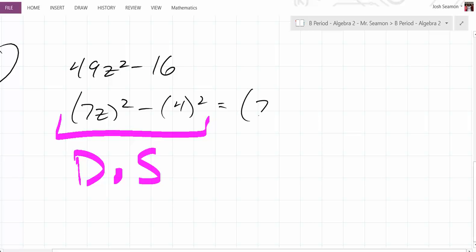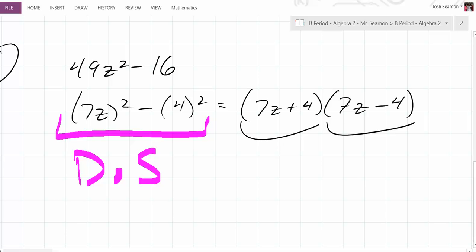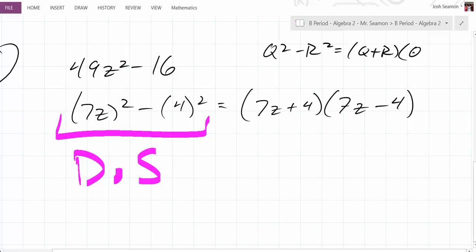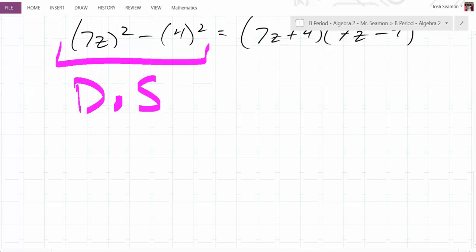So it's going to be 7z plus 4 times 7z minus 4. Could you reverse the order of those two things? Could you put the 7z minus 4 first? Absolutely, yes. But you need to remember that if you have q squared minus r squared, what does that equal? q plus r times q minus r. Exactly. This is the difference of squares. Okay, another one.